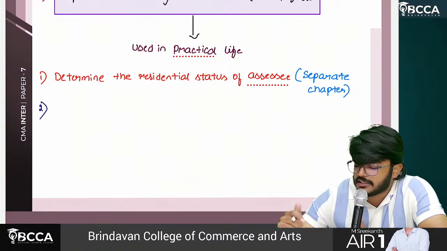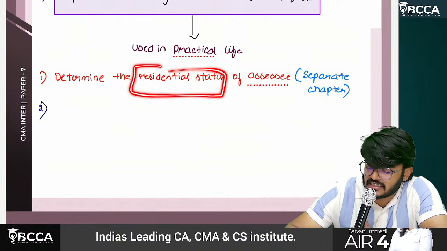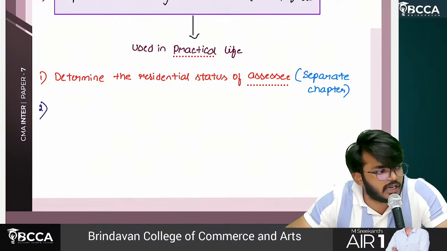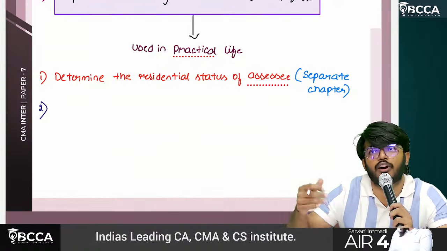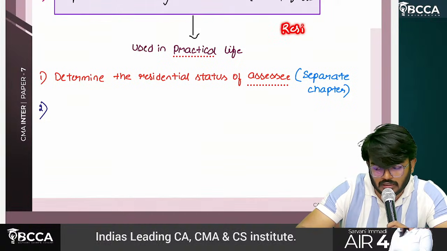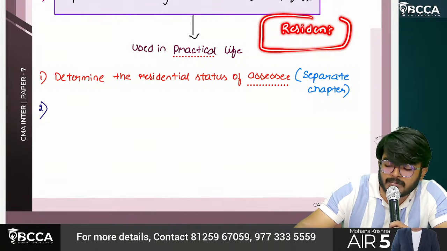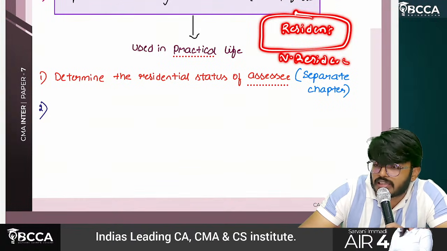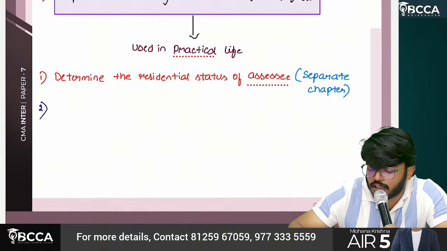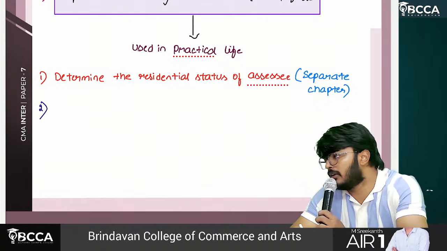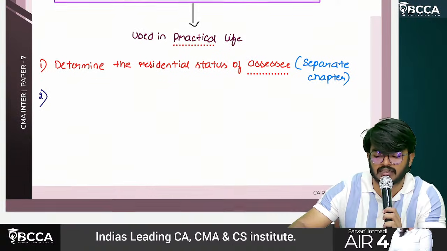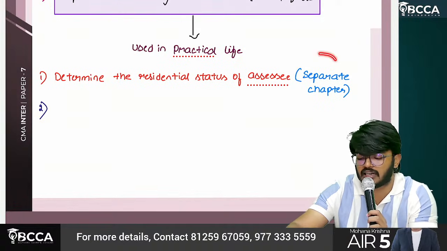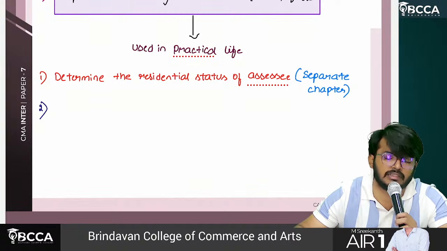Once you find out the residential status, means whether that person is a resident or a non-resident, you have to find out. Because if he is a resident, he will have some incomes which are taxable. If he is a non-resident, for him some incomes are not taxable. Right now you will not get 100% clarity because this will be covered in a separate chapter. After this basics chapter is completed, we will start with that chapter. Then we will get 100% clarity.